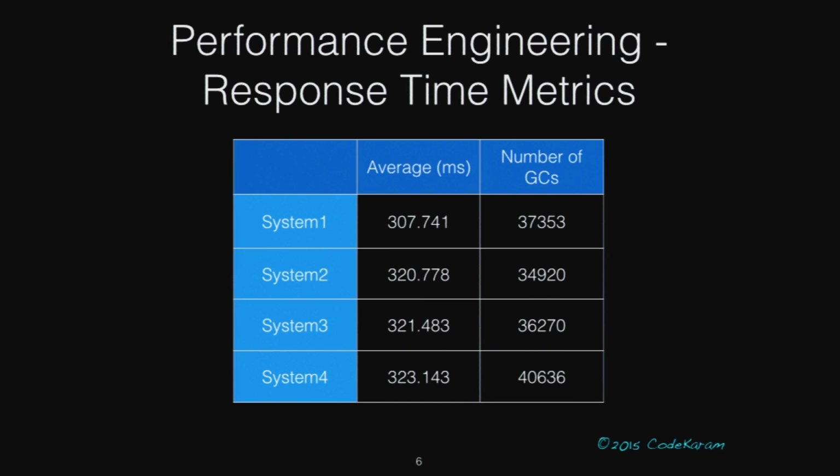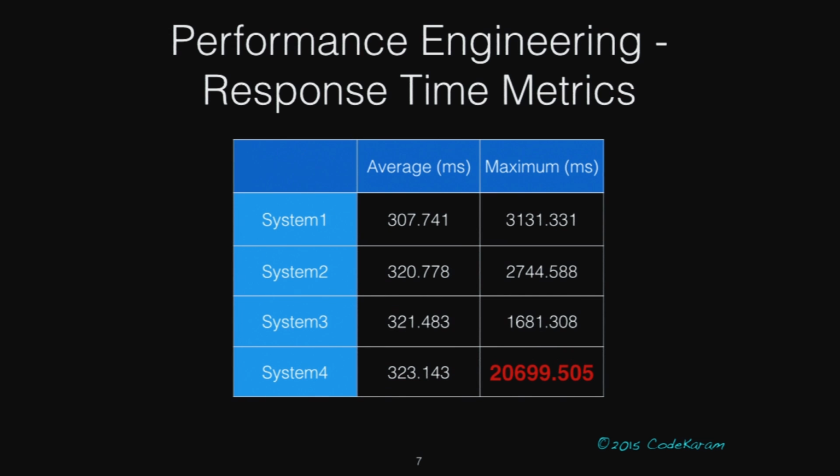Now I'm going to look at the number of GCs. I had about 40,000 garbage collection events, and my average is 323 milliseconds on system 4. That's really good, right? Again, is it good enough to pat myself on the back? Not yet.